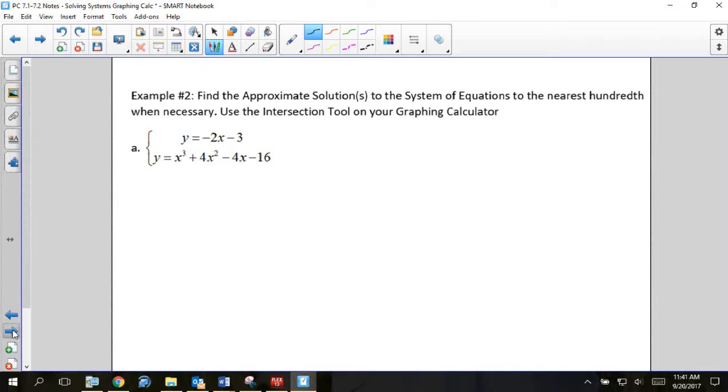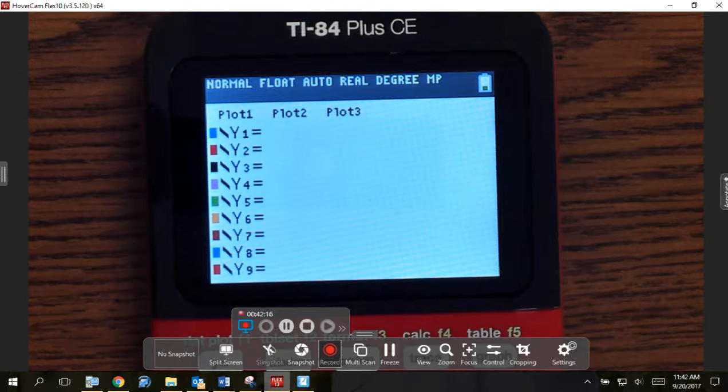All right, here. Take this. Grab yours. Okay, so we're going to go to our y equals. I have a calculator that you can kind of watch me do also if you need to see what I'm doing. We're going to go to y equals on the calculator, and you're going to type in your 2 equations.